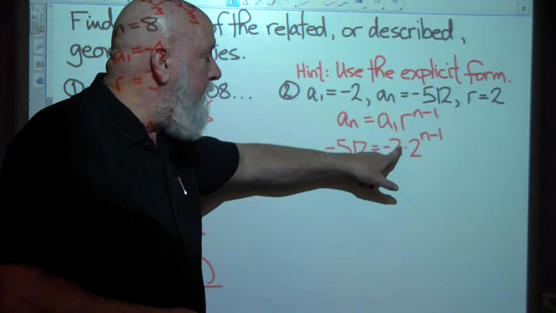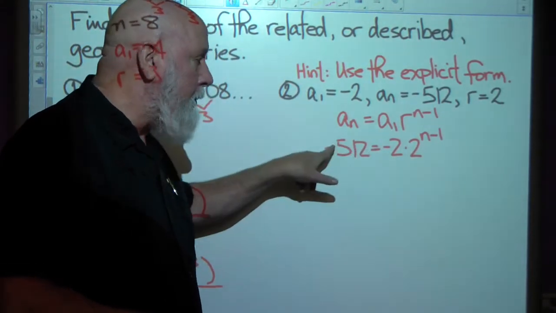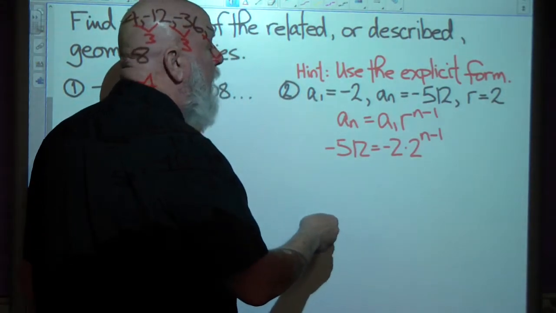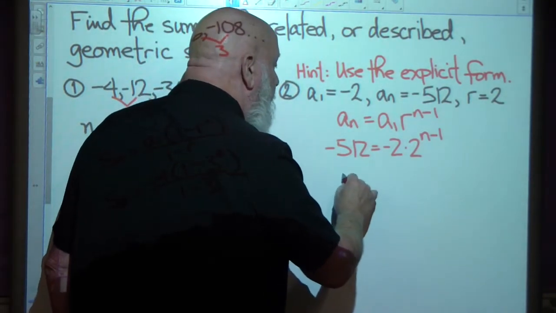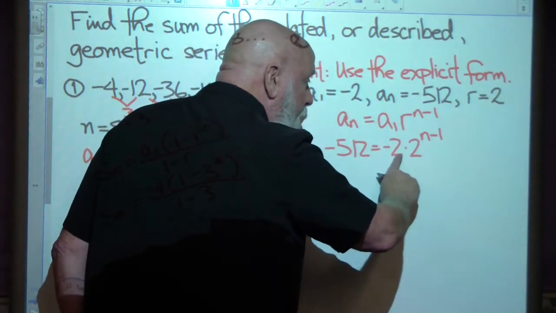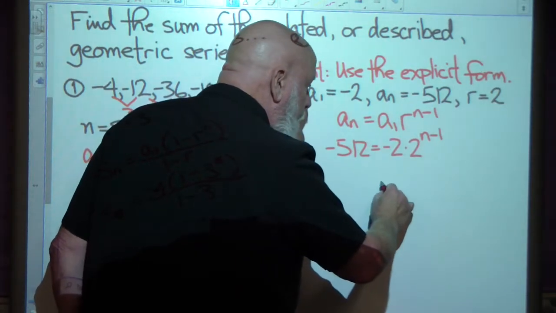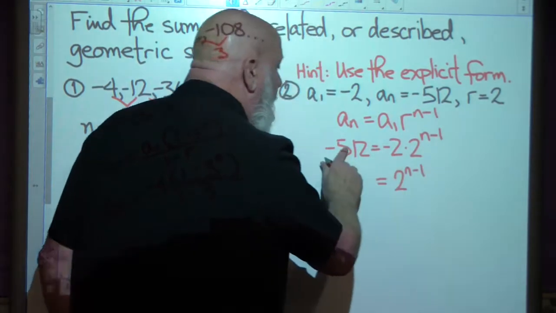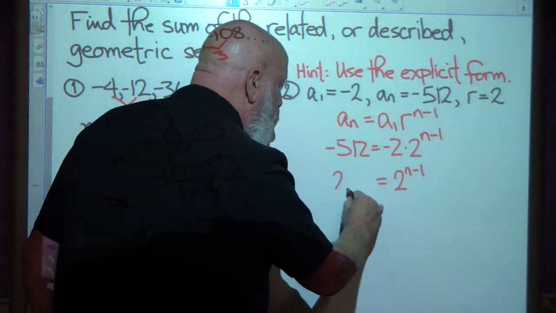I want to get rid of this multiplied negative 2 by dividing both sides by negative 2. Negative 512 divided by negative 2 is positive 256. So I'm dividing this side by negative 2, and that will give me 2 to the n minus 1 when I do that. I'm going to divide this side by negative 2, that will give me 256.